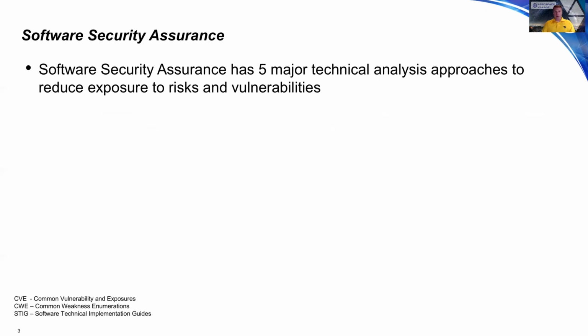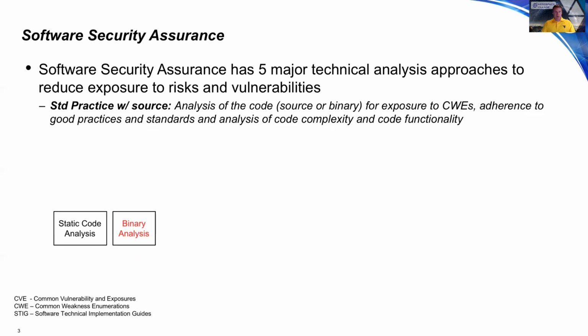So what is software assurance, and specifically software assurance when you deal with security assurance? In our opinion, it has five major technical analysis approaches to help reduce the risk of vulnerabilities and software risk. So pretty much a standard practice in today's world is, when you have source code, you perform static code analysis, looking for the exposures of common weakness enumerations, or CWEs. You're looking for best practice adherence. You're looking for coding standards violations, code complexity, code functionality, those types of tests. It's less standard for binary.